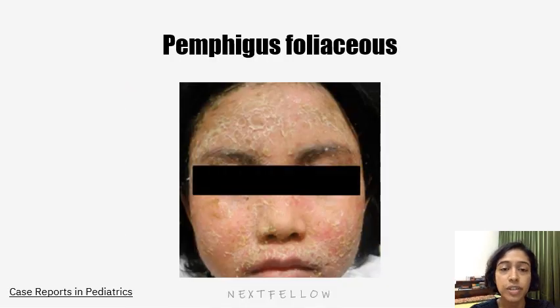So this is pemphigus foliaceus, which causes blistering at the subcorneal layer. So these are superficial blisters. These are always flaccid blisters. Here you can see the patient's face. So you actually don't see blisters, you see mainly scaling or a crust, which is overlying a reddish erythematous base on the skin.